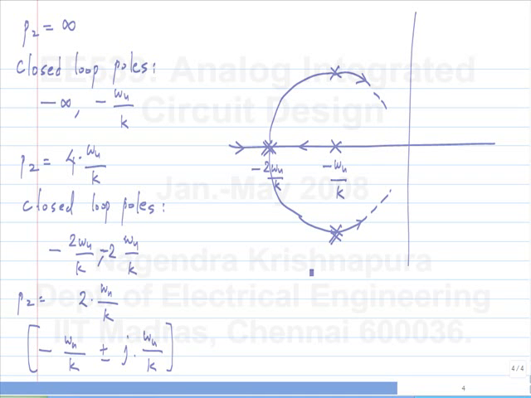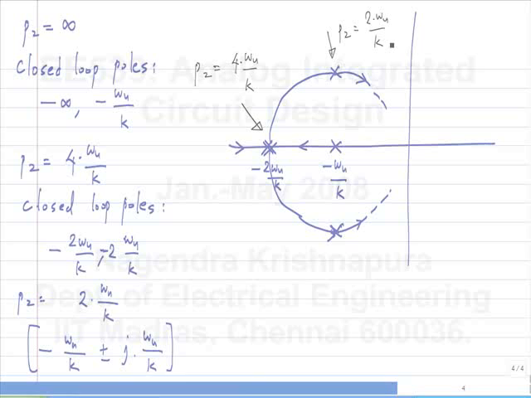So at this point, there is only one pole here. This happens when P2 is 4 times omega u by k, and this happens when P2 is 2 times omega u by k. Is it okay?